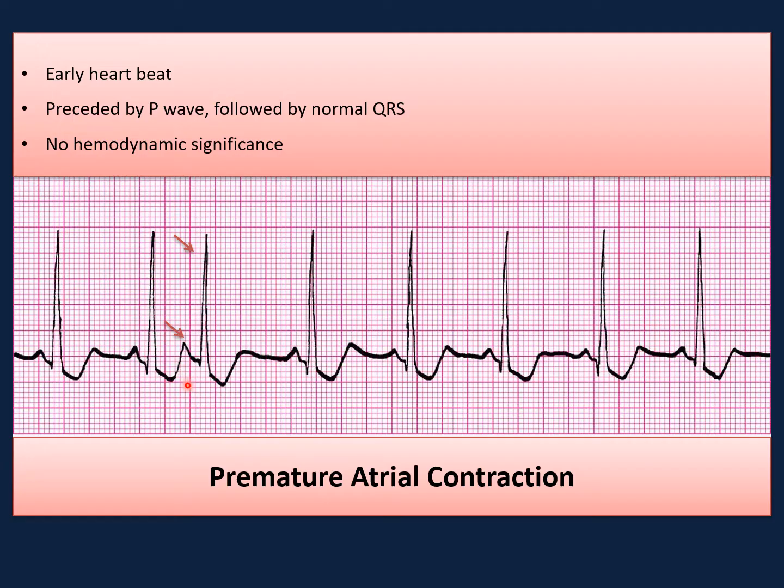If it's ventricular, you will see no P wave and the QRS complex is not normal, it is wide and bizarre. But in premature atrial contraction, it is preceded by a P wave and followed by a normal QRS complex. The P wave may look different than other P waves.